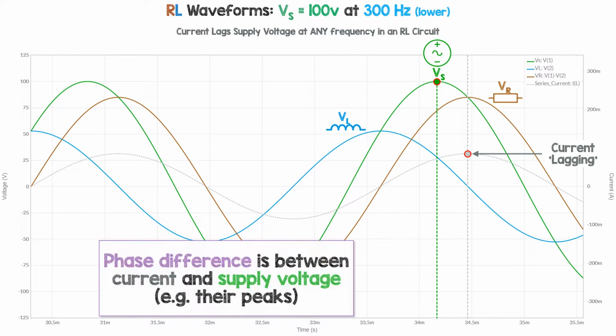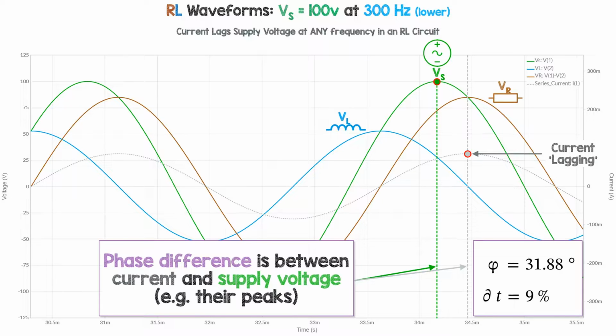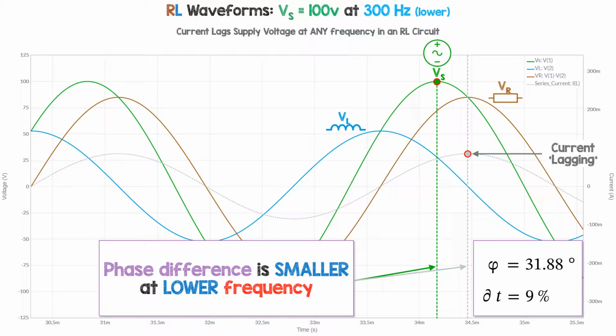At 300 Hz with our component values, the delay between Vs and the current is around 9% of one full cycle, and this relates to a phase difference of around 32 degrees. And to work these out, see the link to my video called Measuring Phase Angle Accurately with Multisim Live.